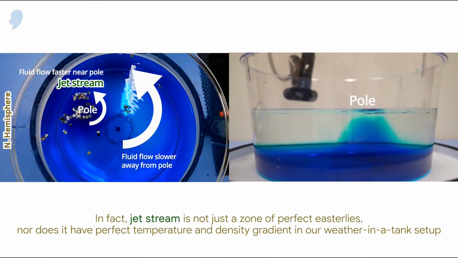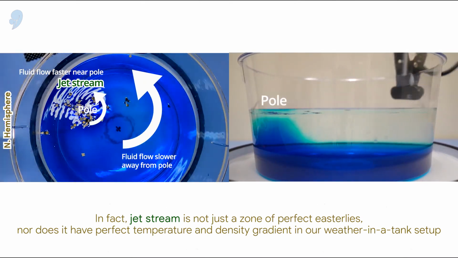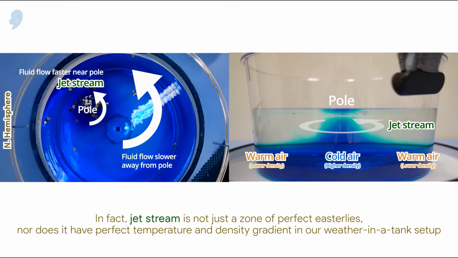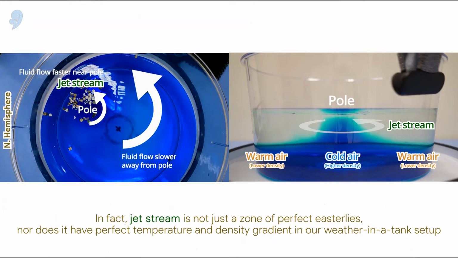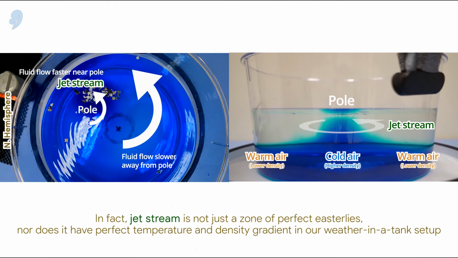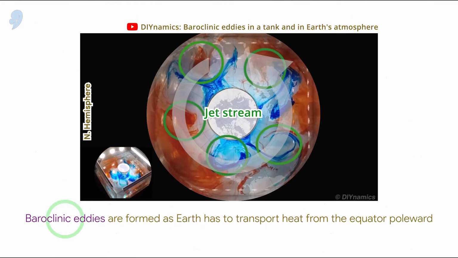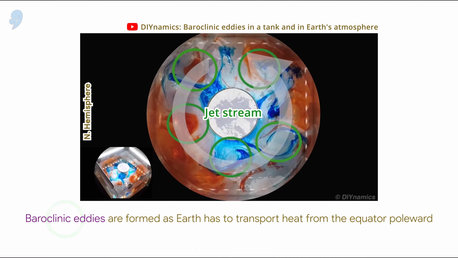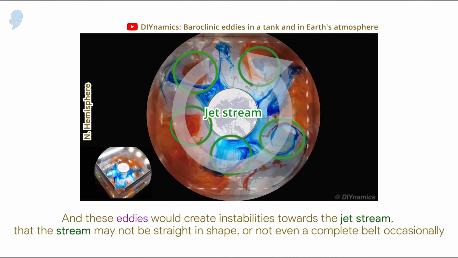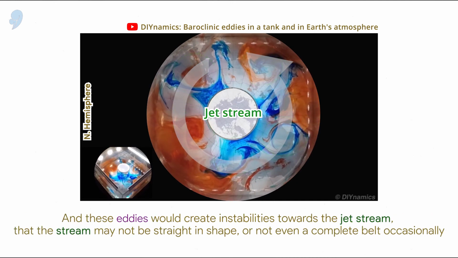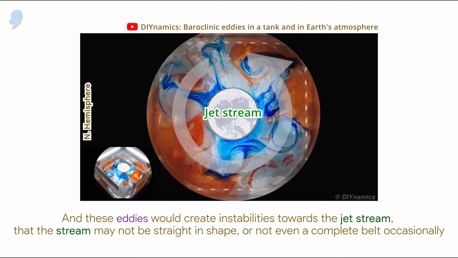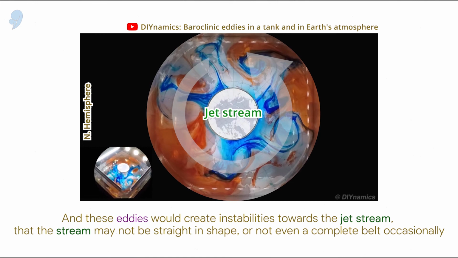In fact, the jet stream is not just a zone of perfect westerlies, nor does it have perfect temperature and density gradients as in our weather in a tank setup. Baroclinic eddies are formed as Earth has to transport heat from the equator poleward, and these eddies would create instabilities towards the jet stream, so that the stream may not be straight in shape, or not even a complete belt occasionally.